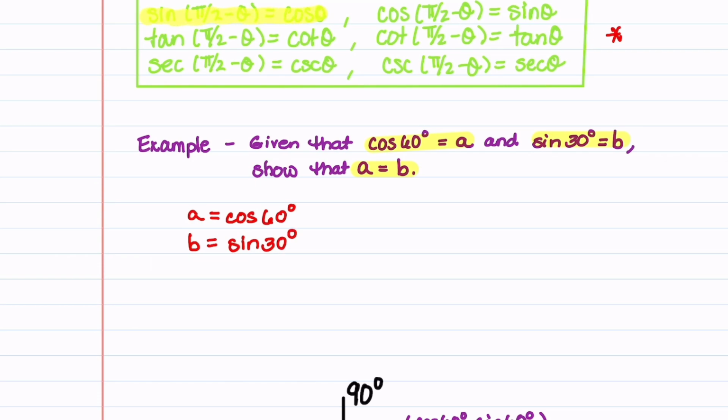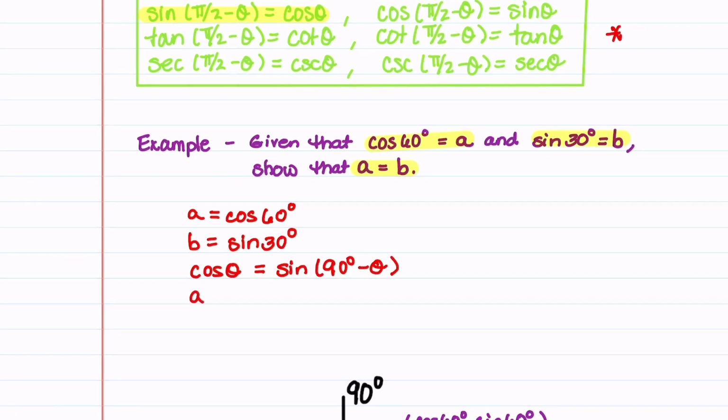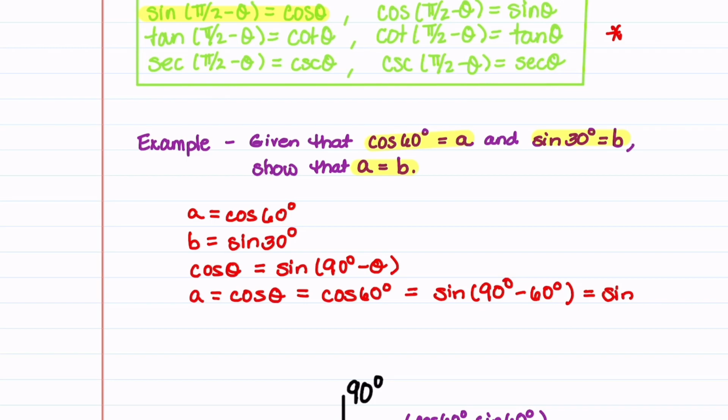Our complementary angle identity tells us that cosine of theta is equal to sine of 90 degrees minus theta. Let's let A be cosine theta and plug in 60 degrees. This is then equal to sine of 90 degrees minus theta, and we plug in theta as 60. So we get sine of 90 degrees minus 60. This gives us sine of 30 degrees, which is equal to B. And we've shown that A is equal to B.